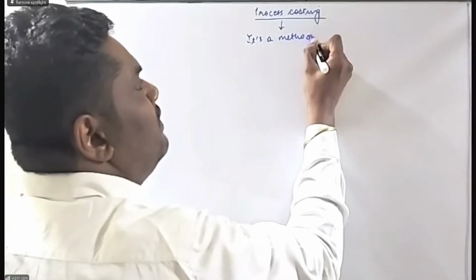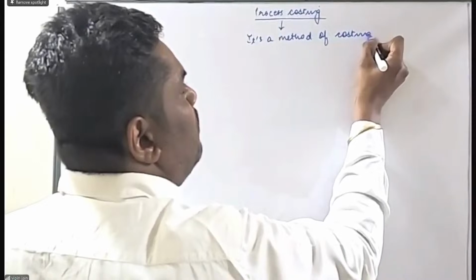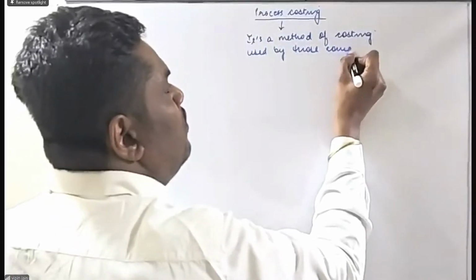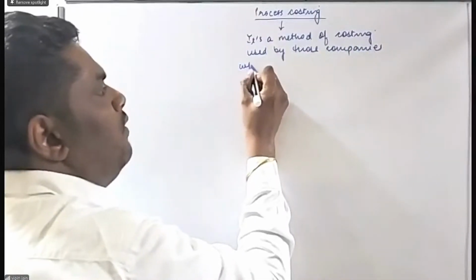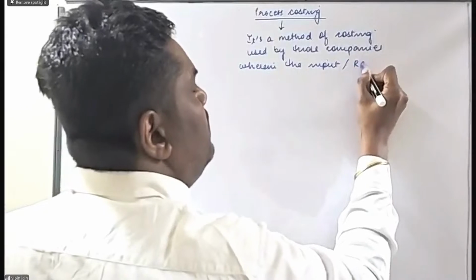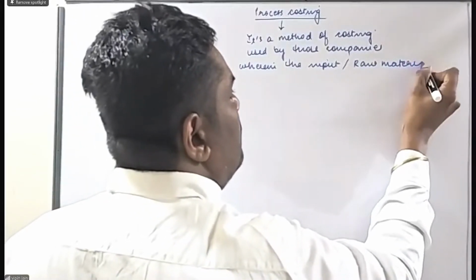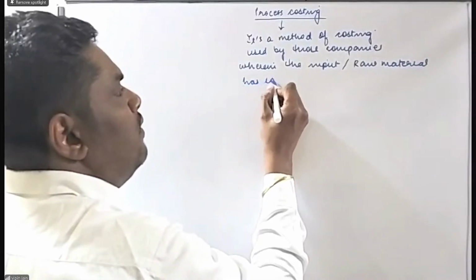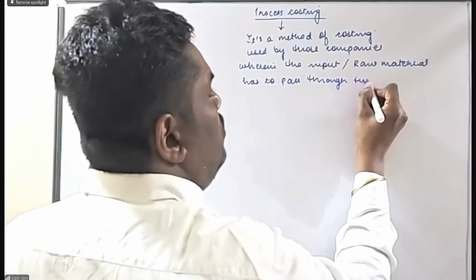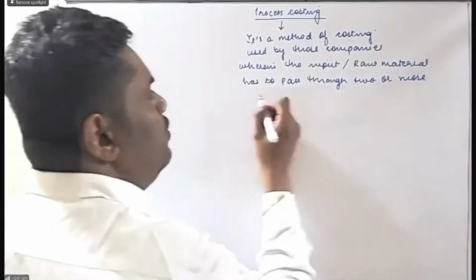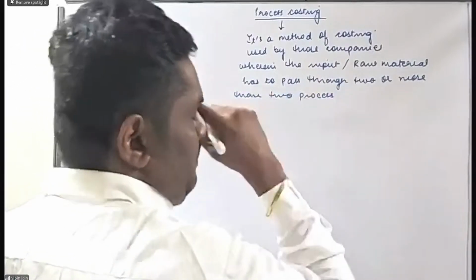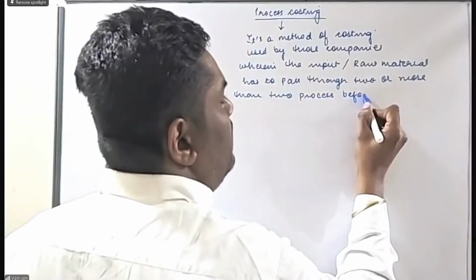It's a method of costing used by those companies wherein the input, or we can say the raw material, has to pass through two or more than two process before being converted into final product.